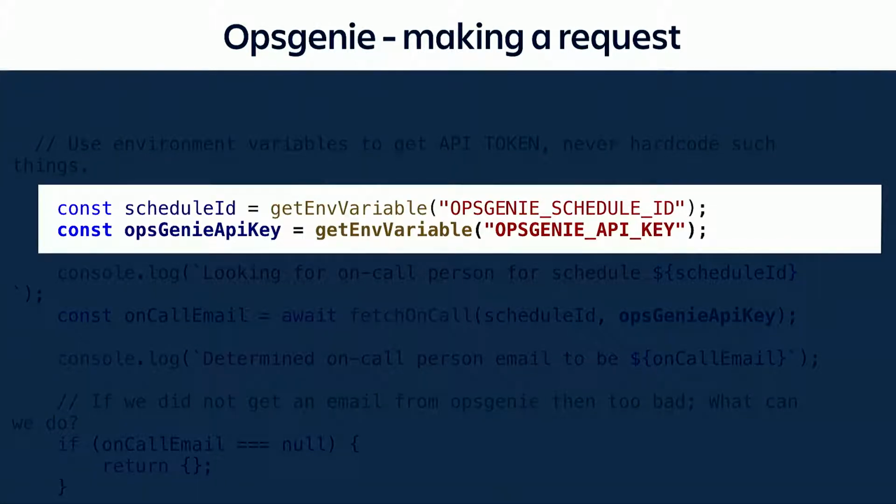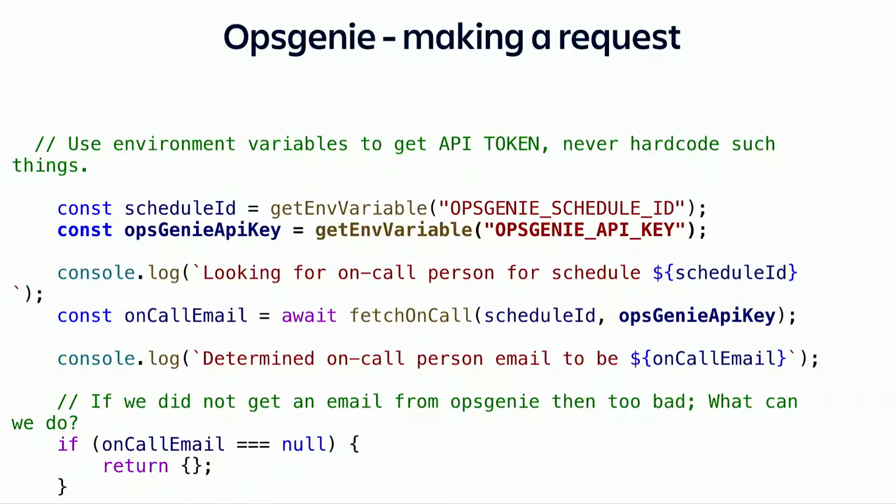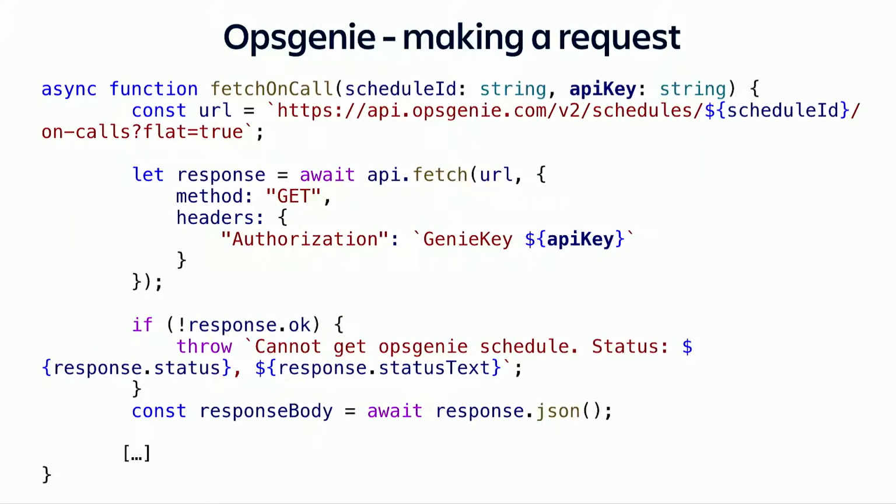So to not hard code this API token, we're going to use environment variables, which is another feature of Forge. We can set the value of this variable using the command line, and then a function can retrieve this value at runtime. Then we're going to pass this to the function that fetches the on-call person. And this is the implementation of that.